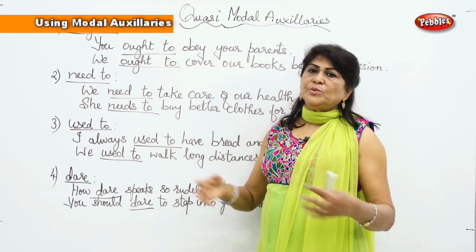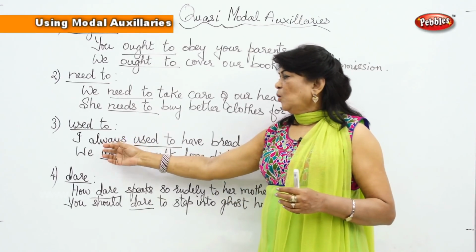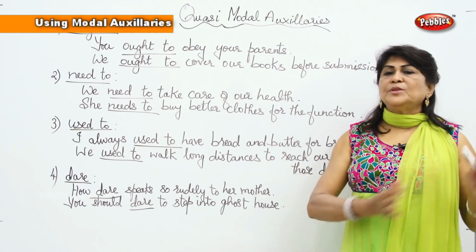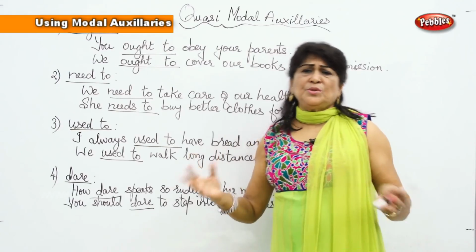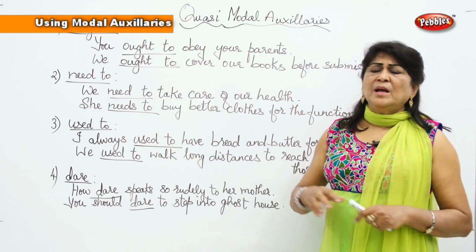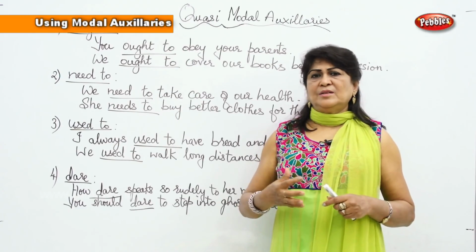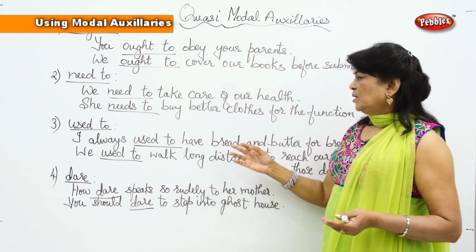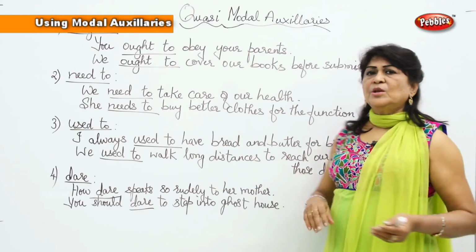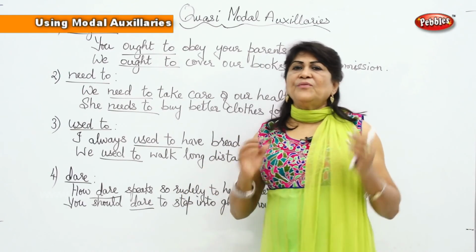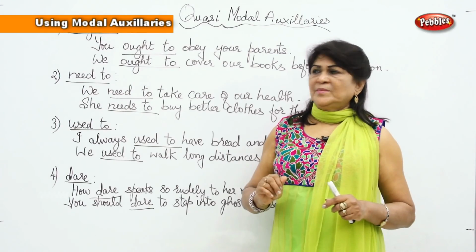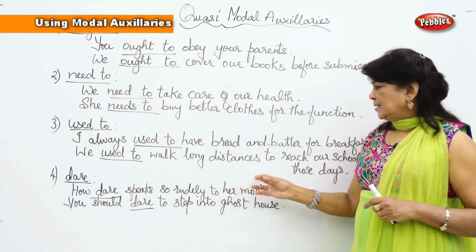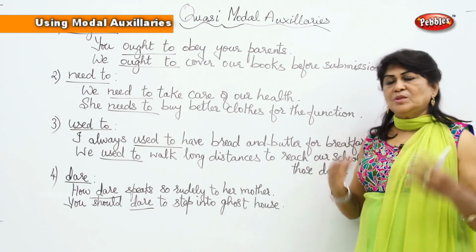Used to, this is habitual action. I always used to have bread and butter for breakfast. It is a habitual action. I am used to this sort of problems. I am used to this sort of colors. So, used to means you are familiar with. I am used to having coffee as soon as I get up from bed. These are all habitual actions. We used to walk long distances to reach our school those days.